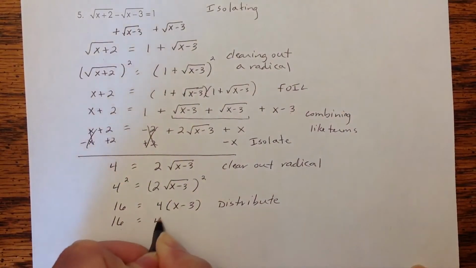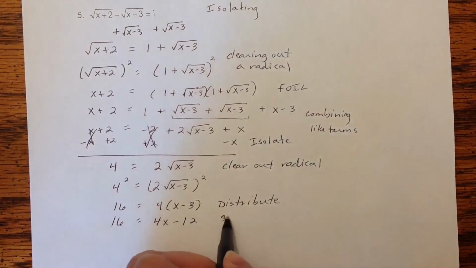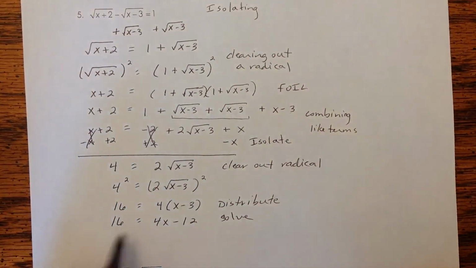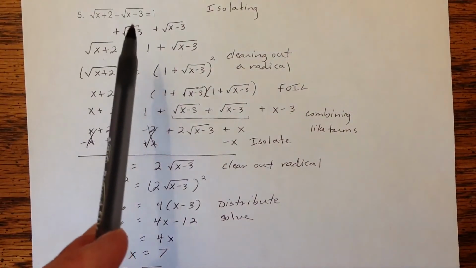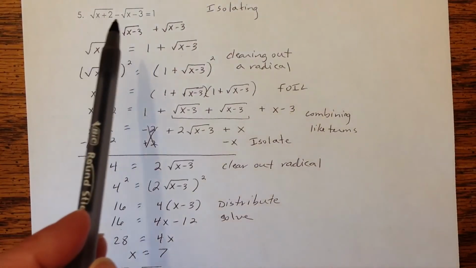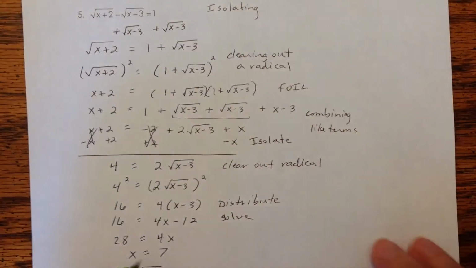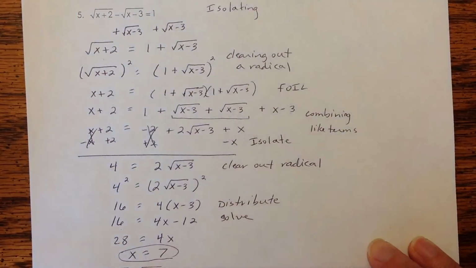So I get 16 equals 4x minus 12, and now I'm going to solve this linear equation. I'm going to add my 12 to get 4x alone, so I get 28 equals 4x, divide, and x is 7. Now remember, this is a radical equation. This answer must be checked. So everywhere you have an x, you must check the 7 to make sure this balances out. And when you do that, it does work.